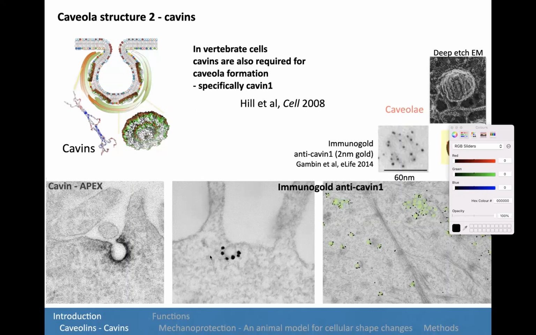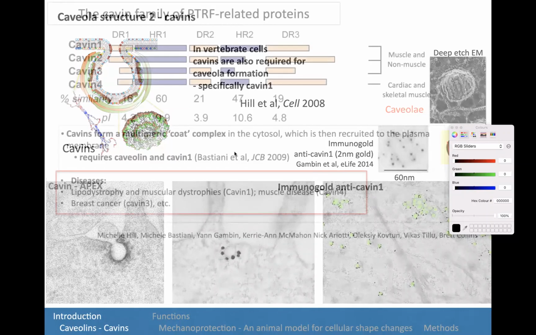This is immunogold labeling shown here and here. And this is also labeling on a plasma membrane lawn. They're using 2 nanometer gold. And at this very high resolution, you can see these kind of striations. And you can also see this in deep-etch EM. So we think the cavins are actually forming these striations on the surface of the caveolae, on the cytoplasmic surface of the caveolae.